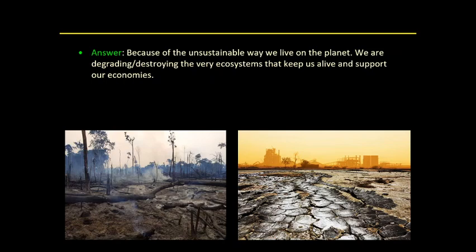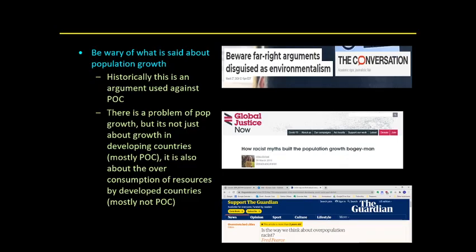as we will see. Now, I want to be really clear about some issues about population growth arguments, because this has often been used by people promoting white supremacy, genocide, everything. Population growth gets into some really dicey political and social issues. So you have to be really careful about who is saying what about population growth.